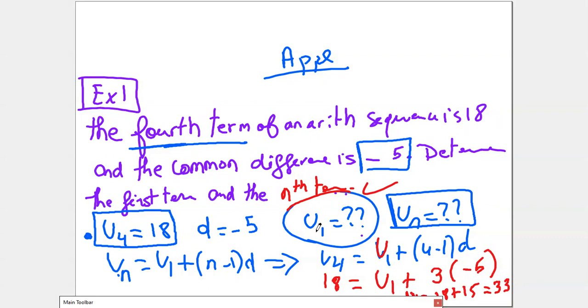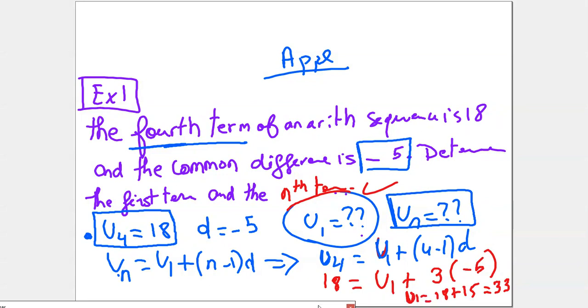To be able to find u1, I need to use the general formula: un is equal to u1 plus (n minus 1) times d, where n is given as 4. So I will use u4 is equal to u1 plus (4 minus 1) times d. u4 is 18, so I will replace it. u1, I need to find it. 4 minus 1, 3 times d. What is d? Minus 5. And then you do the calculation. You solve for u1 and you get u1 is equal to 18 plus 15, so it's 33.